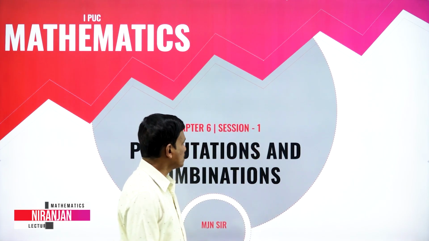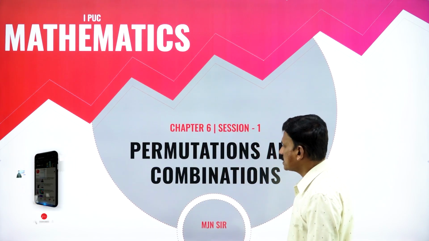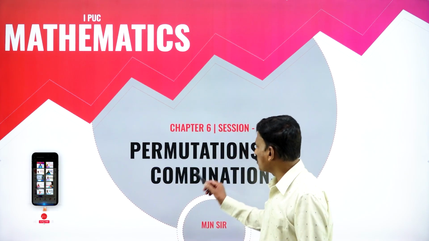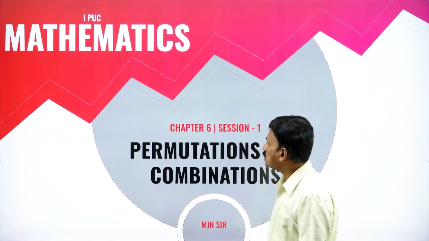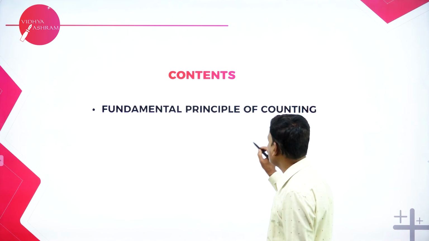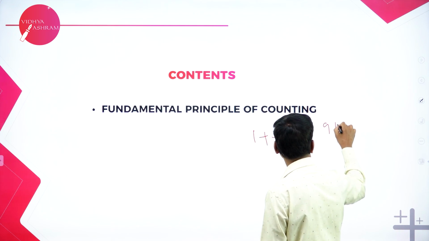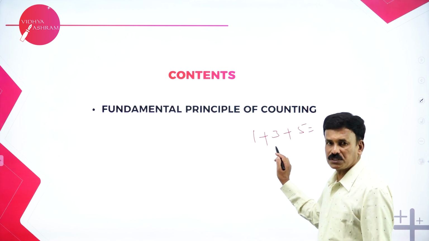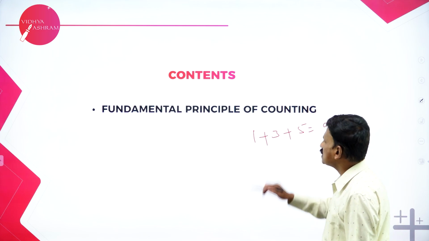Today in this session I am going to discuss a very important chapter, chapter number 6, permutations and combinations. This is a very important chapter. So there are 2 parts: the first part is permutation, then the second part is combination. Now what is the weightage for this chapter? Usually you will have one 1 mark question, one 3 marks question and one 5 marks question, totally 9 marks from this chapter. 5 plus 3 is 8, plus 1 is 9 marks.